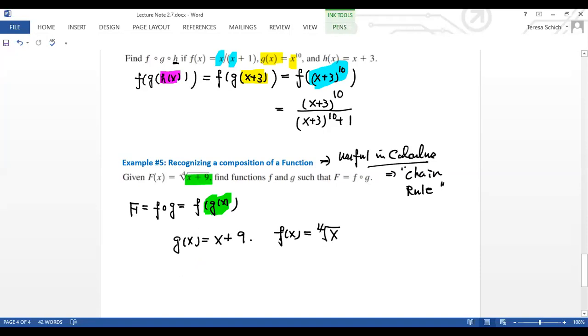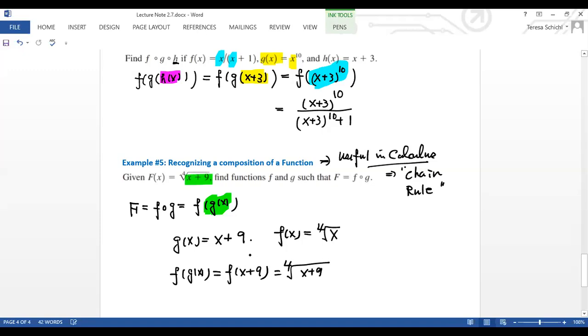If you don't believe it, we can try to check it. So this is g of x, the first thing here is x plus 9. That means you put everything here, so that's why this is the 4th root of x plus 9.